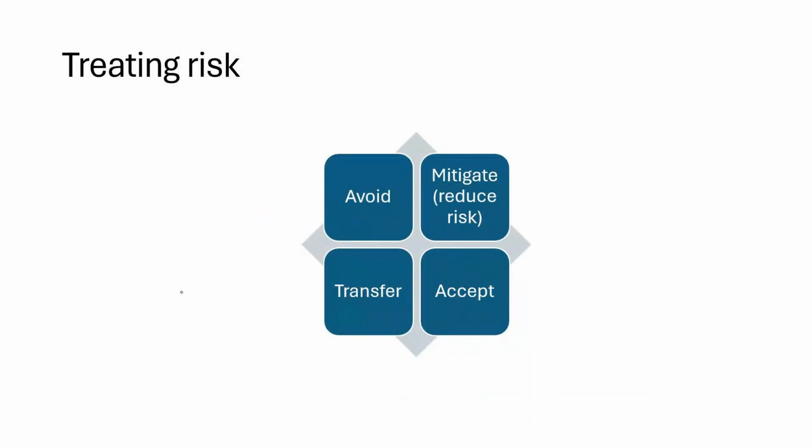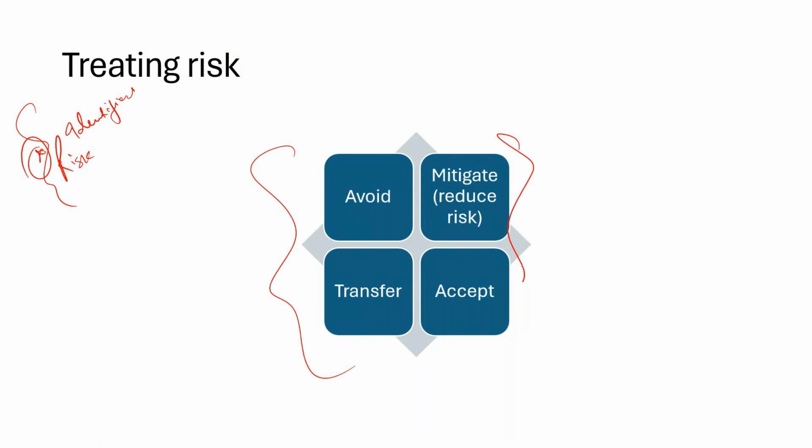Any risks that are identified can be treated in four ways. You can avoid, you can mitigate, you can transfer, or you can accept the risk. Let's start with avoid. Can someone say what's avoiding a risk?